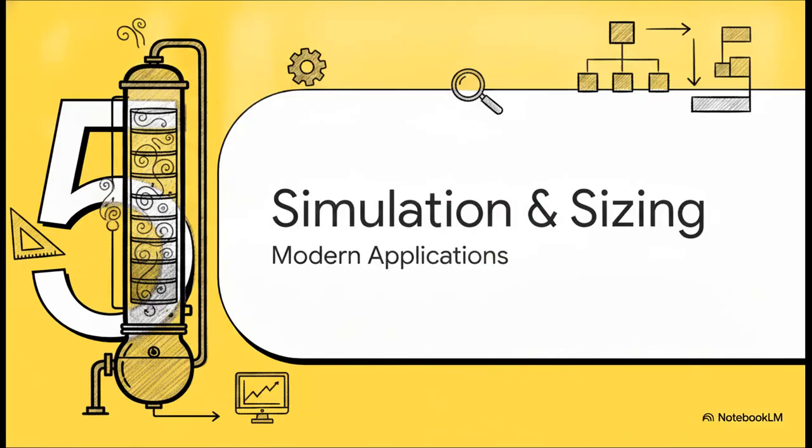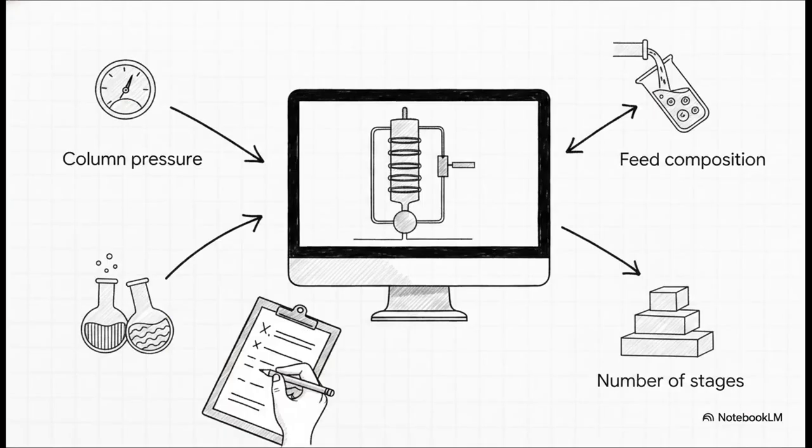Finally, let's tie the whole room together with Section 5, simulation and equipment sizing. How do we take all these manual calculations into the modern workplace? When you eventually sit down to model this in a CAD application or a process simulator, the software doesn't just do the thinking for you. You have to feed it precise inputs. You need to tell it the column pressure, define your key components for both the top and bottom, specify the feed composition, and plug in the number of theoretical stages.